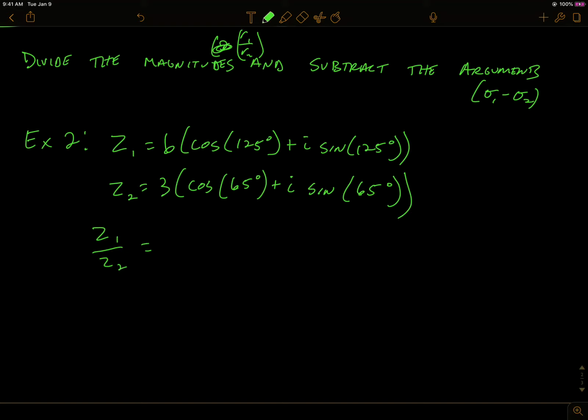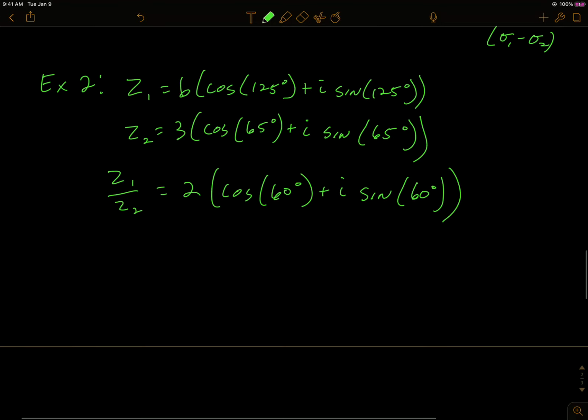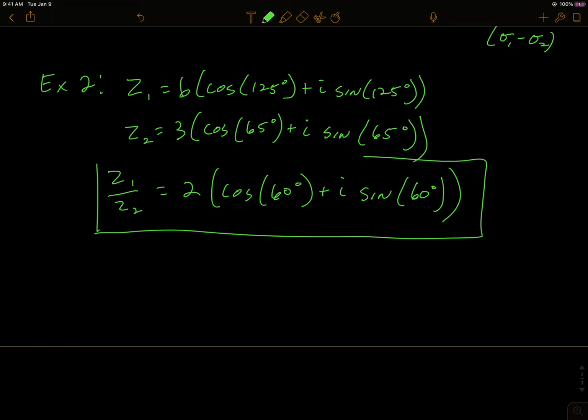That's going to be equal to 6 divided by 3, which is 2, times cosine. Now I do the angle: since Z1's angle is 125, it's going to be 125 minus 65. That's going to be 60 degrees plus i sine of 60 degrees. So there's your answer. And of course, for extra practice, we can convert it.